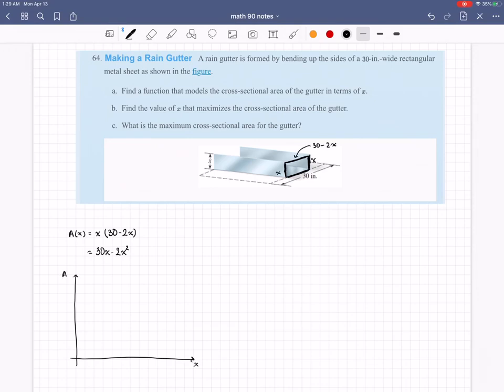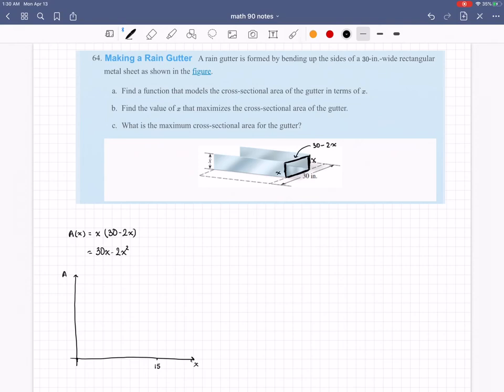So here, we once again have a situation where the value of x cannot be negative. You can't fold up a negative number of feet or inches. That has to be a non-negative number. If you fold up nothing at all, you have a flat sheet of steel, so there is no area at all, right? And by that same token, if x is 15, that's half of 30. If you fold up 15 inches on either side, you're just closing it up like a book, and then you have no area that way either. So when x is 15, you are back to having no area at all.